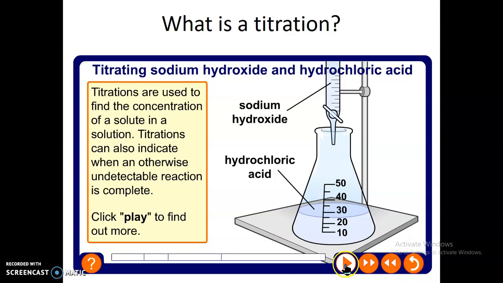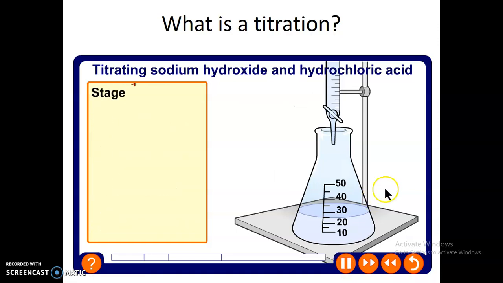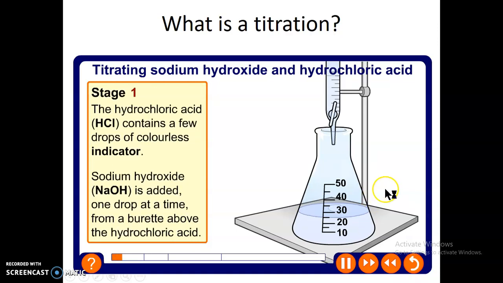Right, first things first. What we need to do is we need to get some hydrochloric acid, and we put an exactly known amount in using a bit of kit called a pipette. A proper pipette, not the little squeezy ones you use in the lab, but a proper glass pipette, and we measure out exactly 25 centimetres cubed, 25.00 centimetres cubed, and we add to that an indicator.